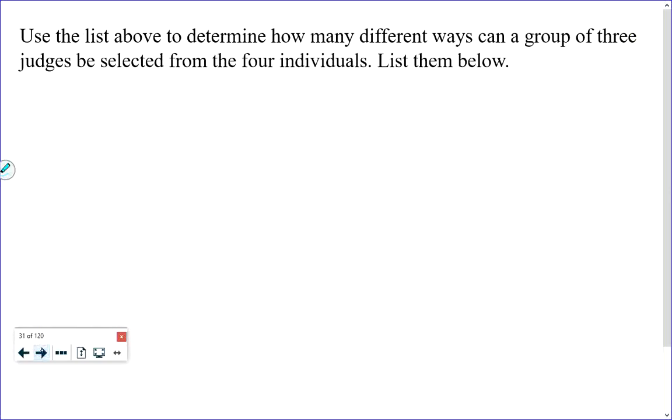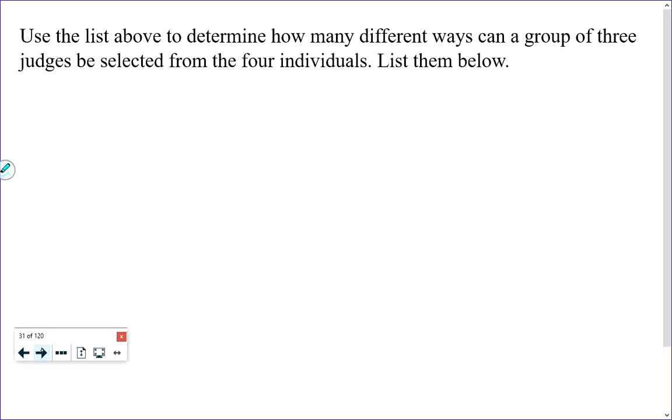Now, the question becomes, if we use this list to determine how many ways we can just choose the judges, how many ways are we going to get? And it's a really simple question. You probably don't need a list to figure it out. It's going to be 4. And the reason is, if you have 4 individuals and you need 3 judges, one of these people will not be a judge. So you can either have Alan sitting out, Betty sitting out, Charles sitting out, or Danny sitting out, and there's only 4.